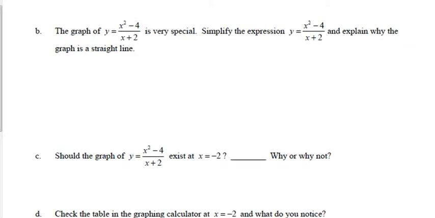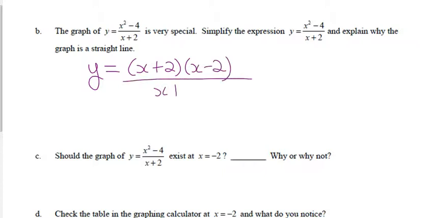The graph of y equals (x squared minus 4) over (x plus 2) is very special, although hardly unique. Simplify the expression and explain why the graph is a straight line. So why did we get a straight line anyways? Because it does simplify. So the graph of y equals (x squared minus 4) over (x plus 2) is the same as the graph of y equals x minus 2, except it's not defined at the point x equals negative 2.